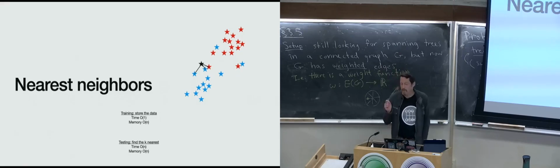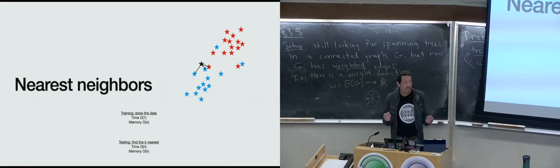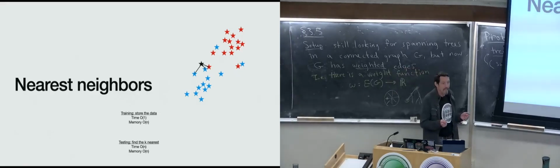Nearest neighbors have order constant time complexity at training, and order n, order the size of the training set, at test time. And that is basically the inverse of every other algorithm you will ever see. Most other algorithms take more time at training and less time at testing.